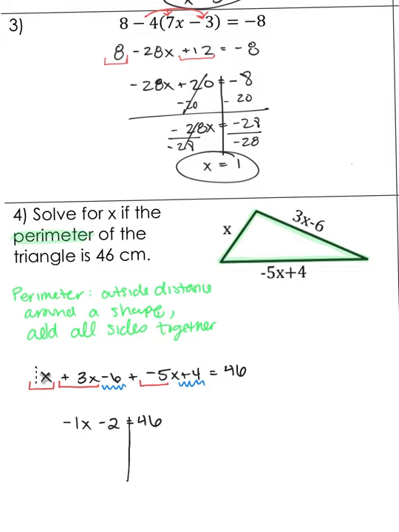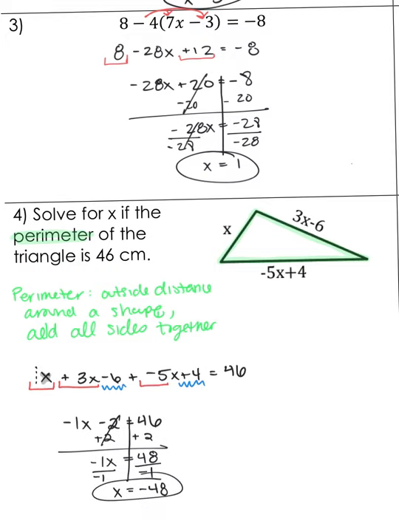So I'll draw my line through my equal sign. My first step is to add 2 to both sides, which leaves me with negative 1x equals 48. My second step will be to divide by negative 1. Don't forget the negative here, which leaves us with x equals negative 48.